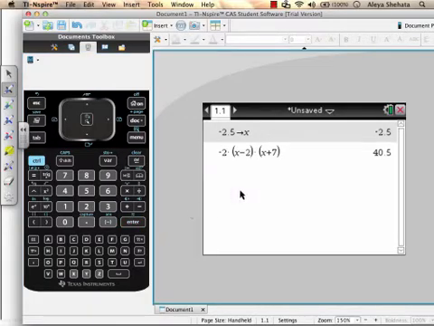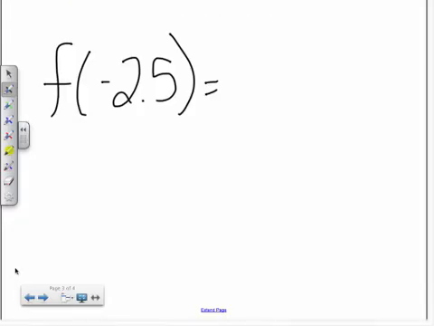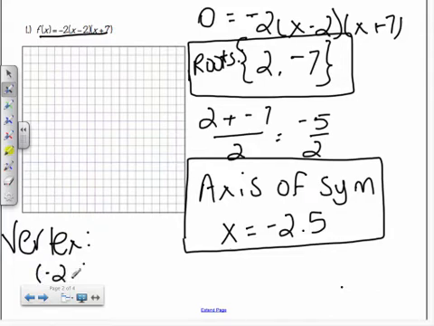So based on this information, that means that the y part of my vertex is going to be 40.5, or f of negative 2.5 is 40.5. So I can type in right here that it's equal to 40.5, which means that my vertex, which is another key feature of my graph, is going to be negative 2.5, 40.5.